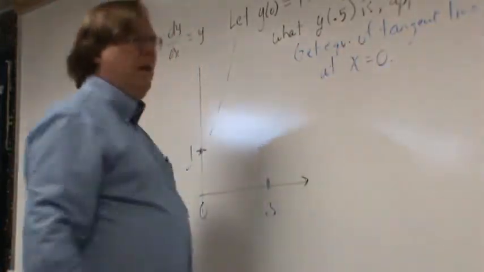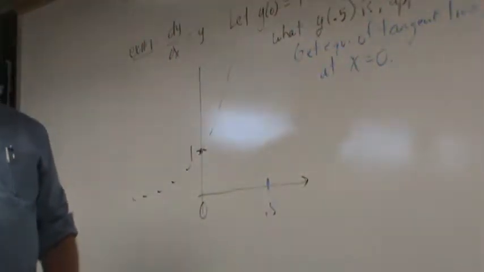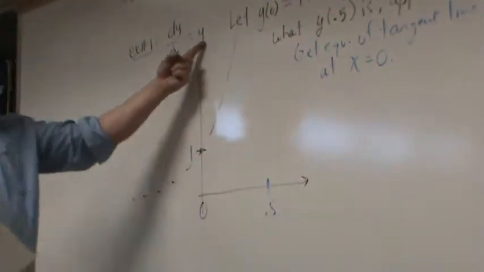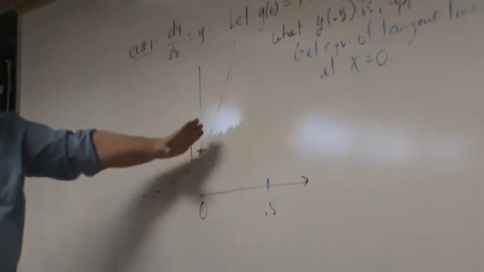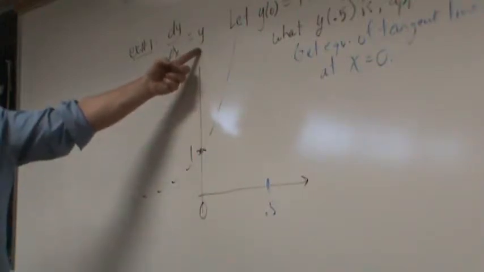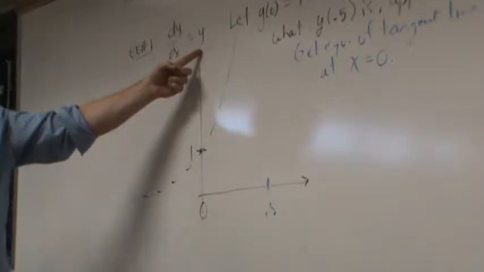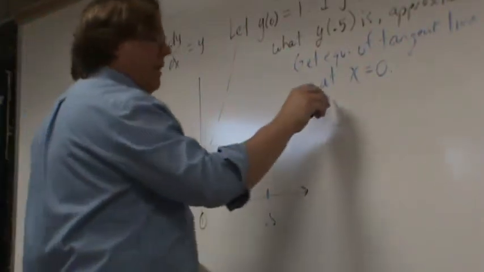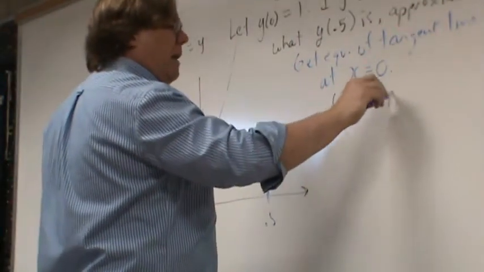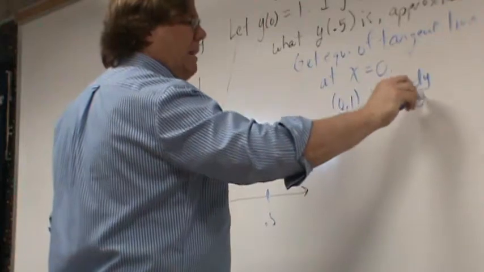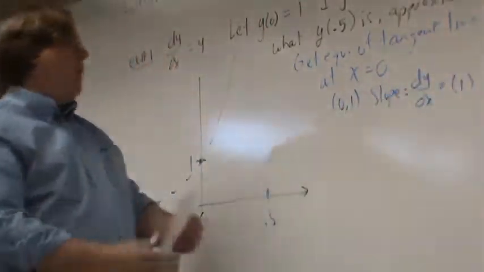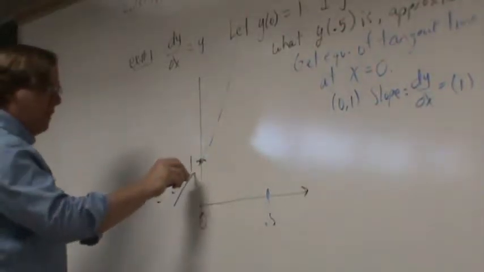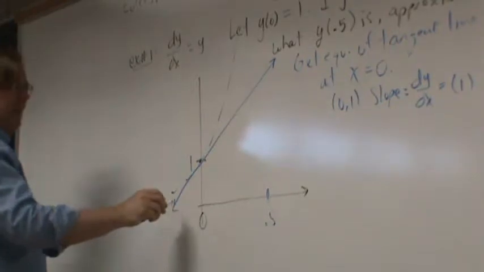Well, you know you need two things for a tangent line, right? The point and the slope. I've got my point, 0, 1. I've got my slope. You tell me, what's the slope of this tangent line going to be? Yeah, Kylie, how'd you know it was 1? Because it's equal to 1. Yeah, good for you. So I've got my point and my slope. My point is 0, 1, and my slope is dy/dx, which in this case is equal to 1, the y value. So I can now make my tangent line. Here's my tangent line.